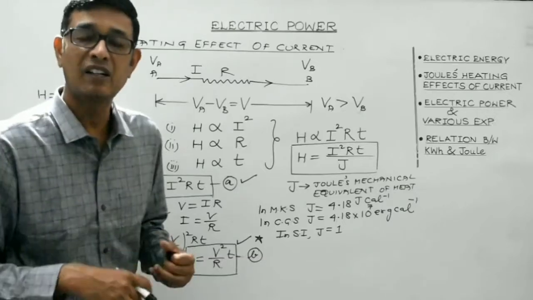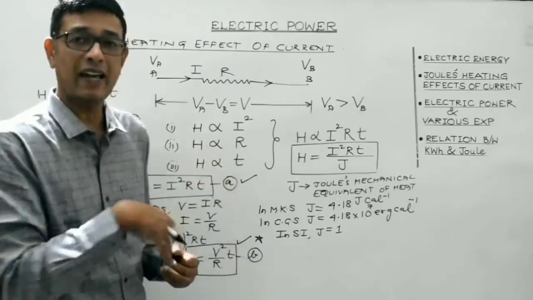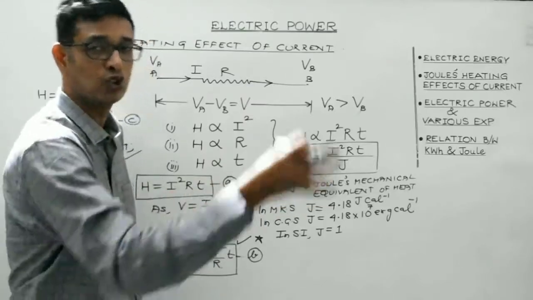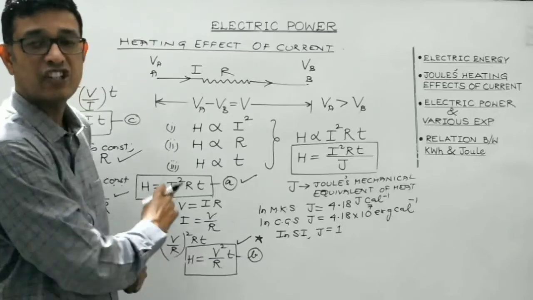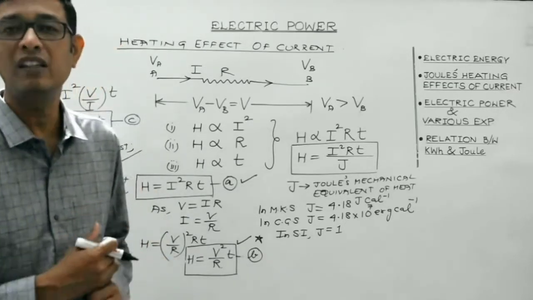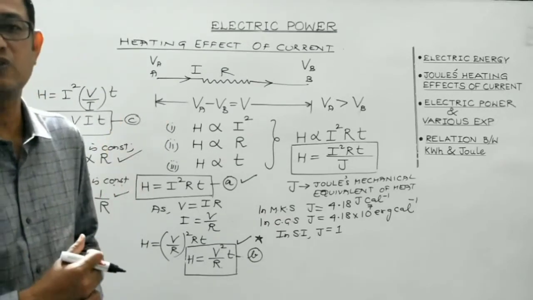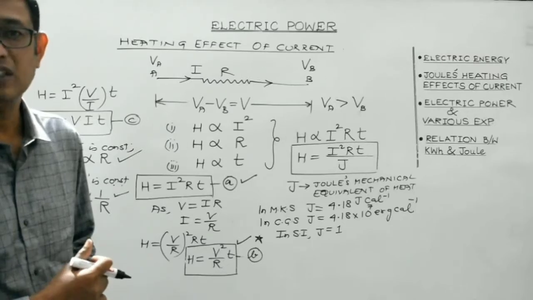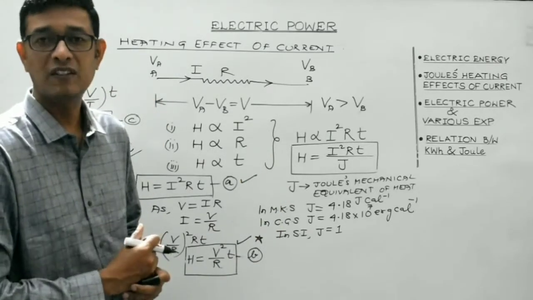It is found to be directly proportional to the resistance offered by the conductor, and it is directly proportional to the time for which the current flows through the conductor. So, mathematically we can write in SI, H equals I squared R T, or H equals V squared by R into T, or H equals V I T. So, these are the three different expressions for the amount of heat produced across a conductor when current is made to pass through it. Clear, students?